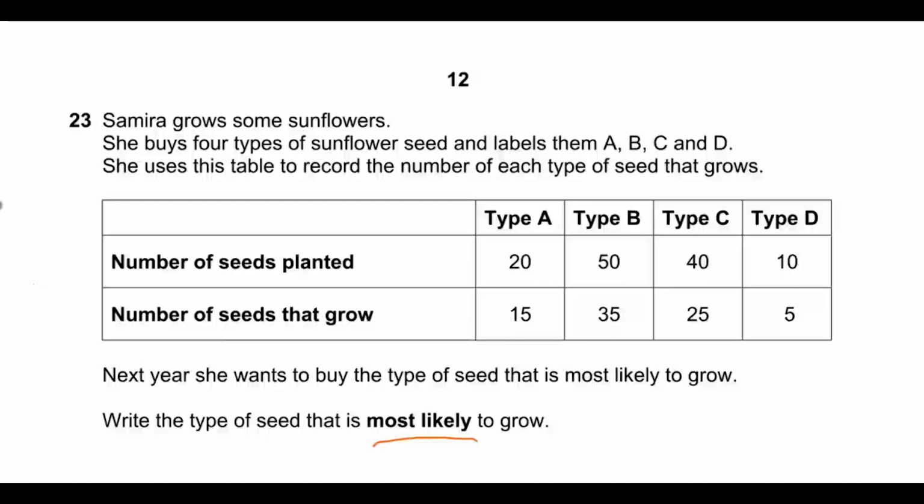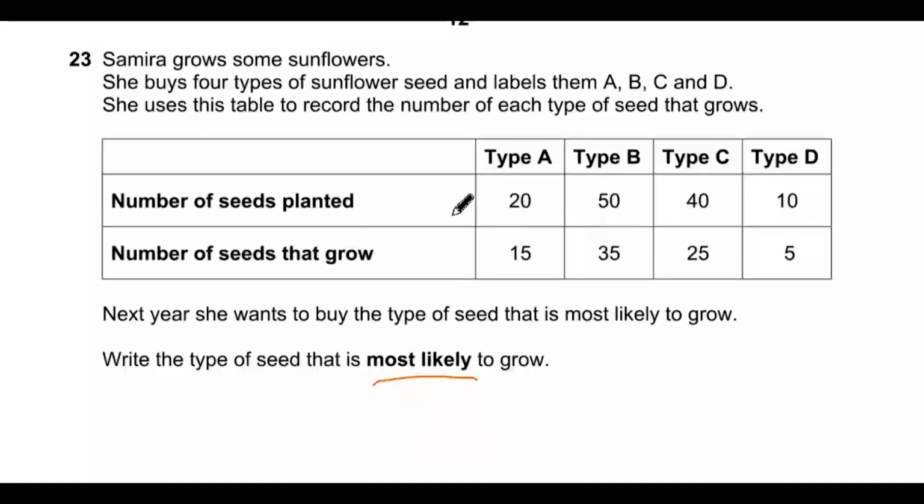Okay, so for this, if you want to compare them, mere looking will not solve the problem. You have to convert them to the same number, and the better option is to express them as percentages. So for type A, it will be 15 out of 20 multiplied by 100%. This is what you should do. If you do this, you should get 75%. For this one too, you will do 35 over 50.